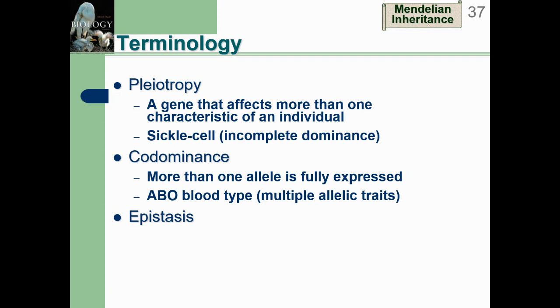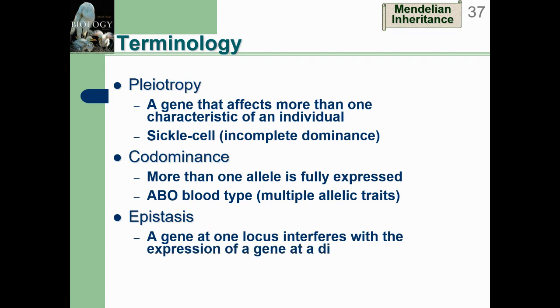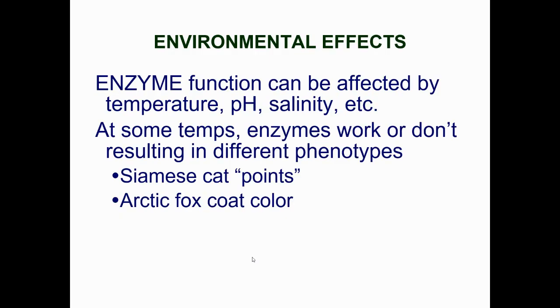Epistasis is when a gene at one site interferes with the expression of a different gene. So albinism is an example of this, where albinism isn't due to a mutation at the gene that's actually producing pigment. It's a different gene, but it blocks expression of the gene producing pigment, which results in albinism. There can also be some environmental effects in how genes are expressed.